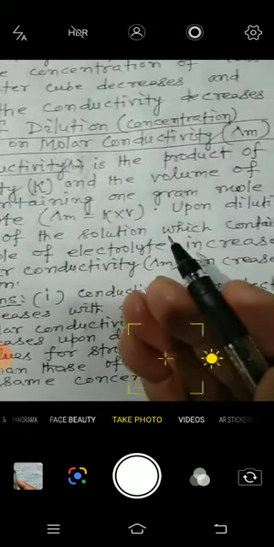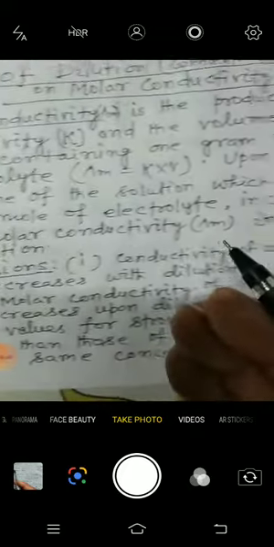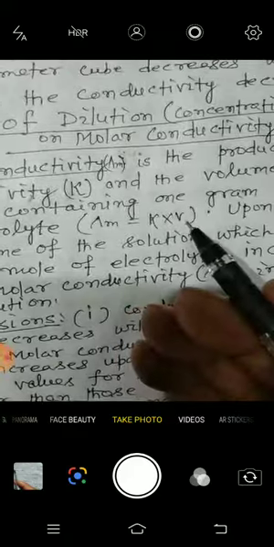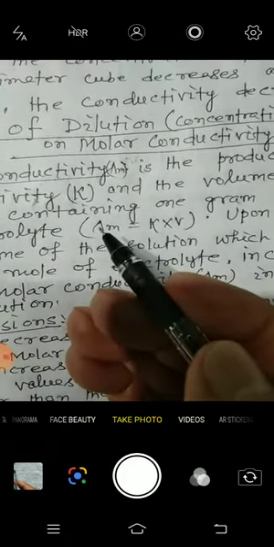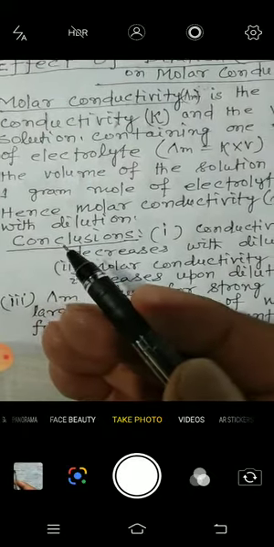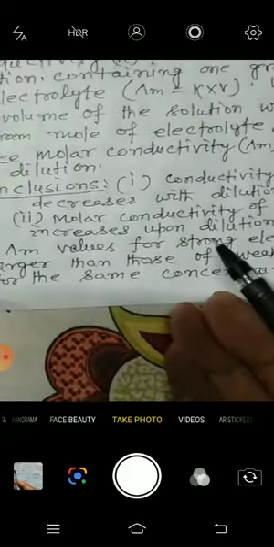Upon dilution, the volume of the solution which contains 1 gram mole of electrolyte increases. Hence, molar conductivity increases with dilution according to this relation. When V increases, naturally molar conductivity will increase. So now the conclusion: on this basis, the conductivity of an electrolyte decreases with dilution, but the molar conductivity of an electrolyte increases upon dilution.